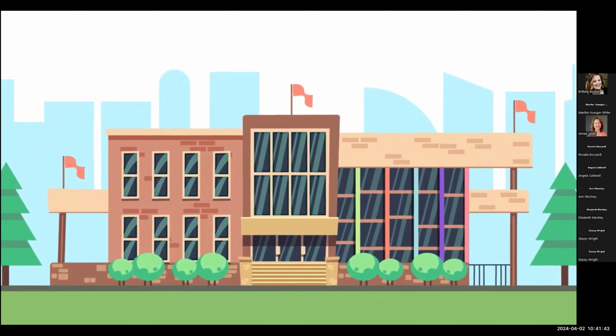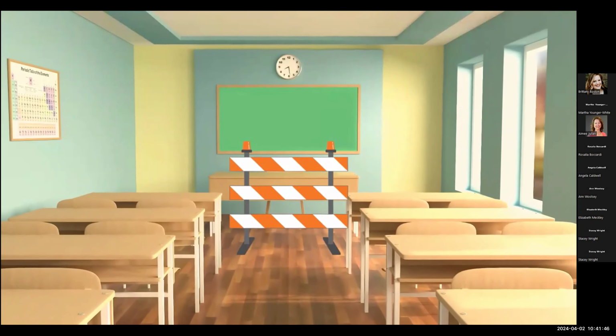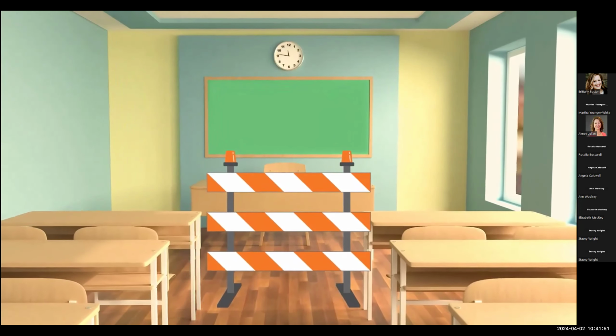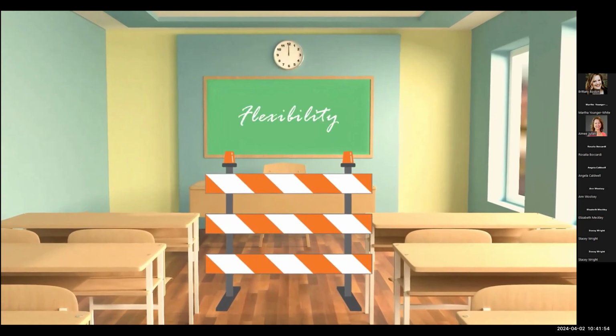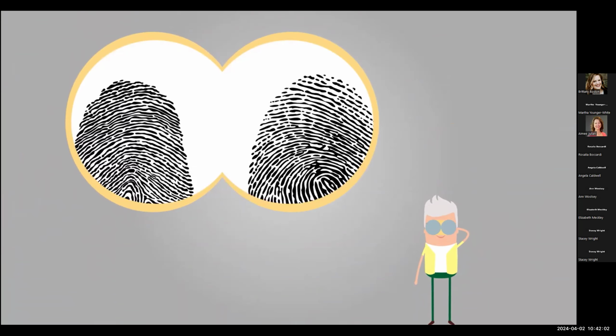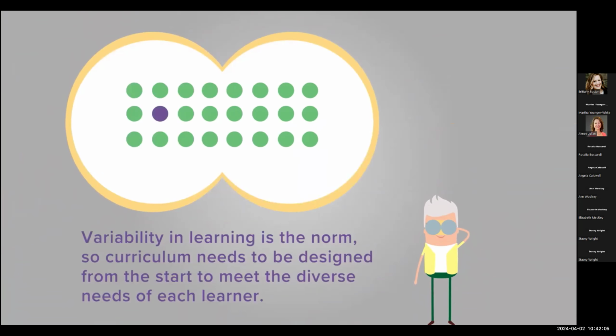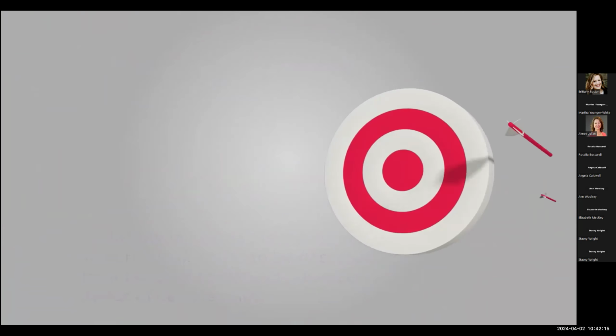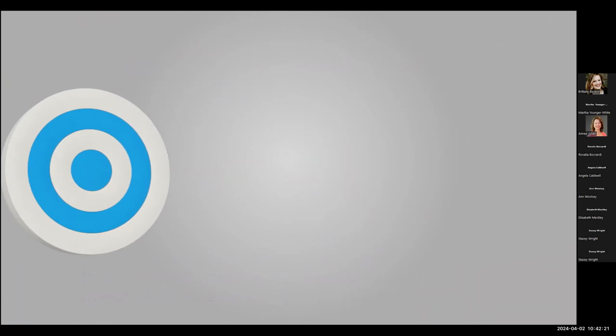Let's consider this universal design approach in learning. What difference would it make if educators looked for barriers in the design or in the curriculum rather than in the learners? What if we built flexibility into teaching and learning? Why should we look at our design and infuse UDL? Research shows the ways people learn are as unique as fingerprints. Variability in learning is the norm, so curriculum needs to be designed from the start to meet the diverse needs of each learner. When we design for the average learner, we miss reaching nearly everyone because no one is average, at least not in every area.